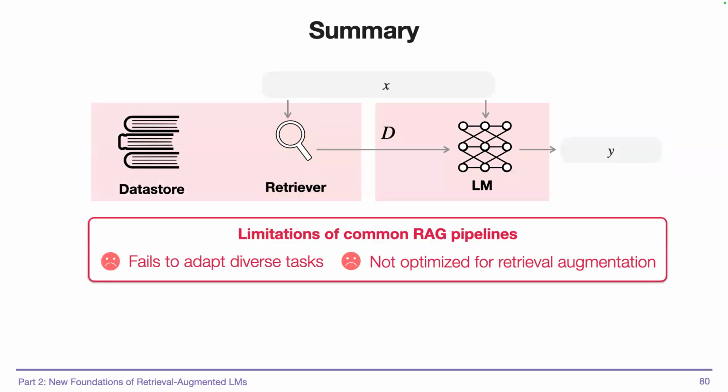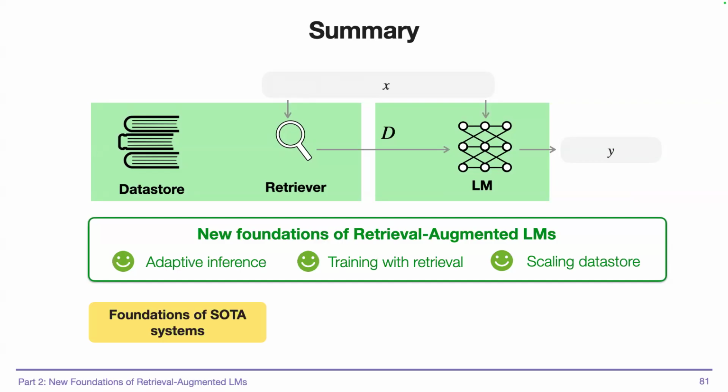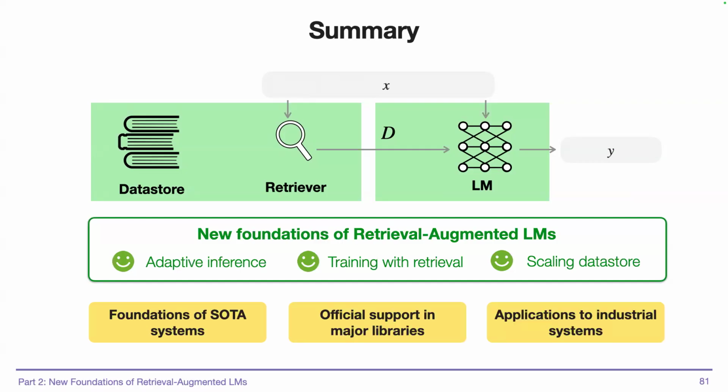Now, let me summarize part 2. I covered the key limitations in the common retrieval-augmented generation pipeline, including the inflexible design and the limitation of using off-the-shelf models. I redesigned the retrieval system and language model to enable adaptive retrieval augmentation across diverse tasks at inference time. I developed a scalable retrieval system and demonstrated the benefit of leveraging much larger data stores. Our work has set the foundation for new state-of-the-art models in this field and has been widely adopted in major libraries and industry applications.